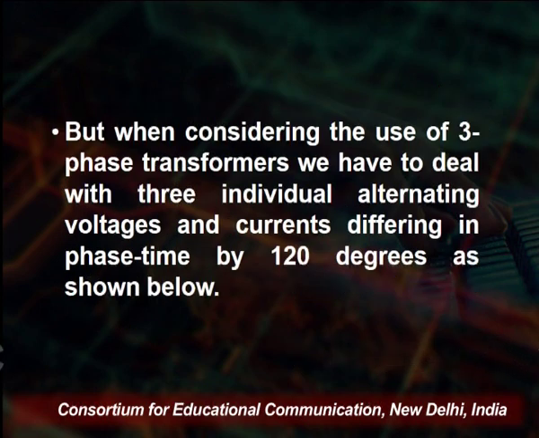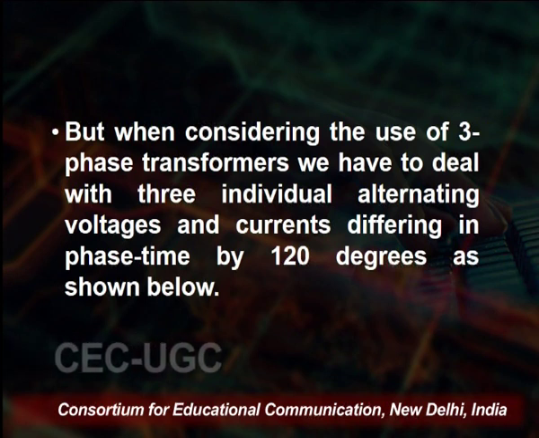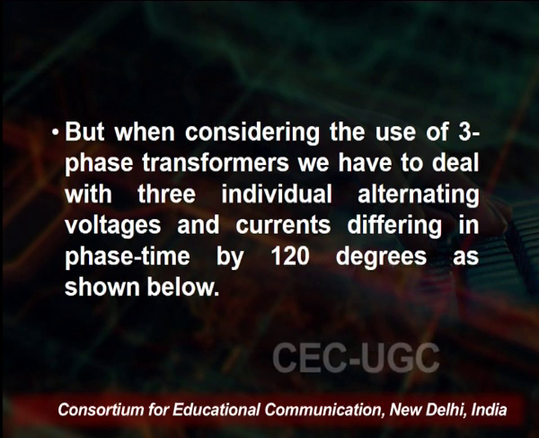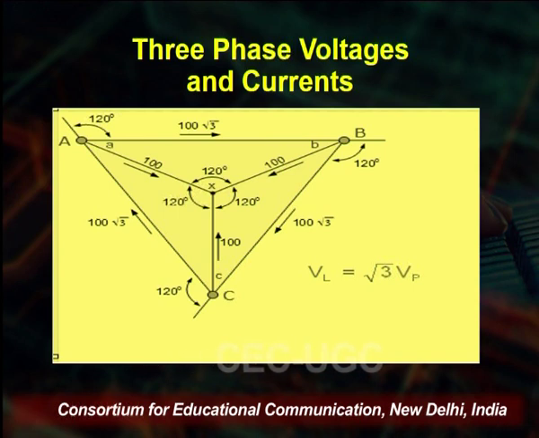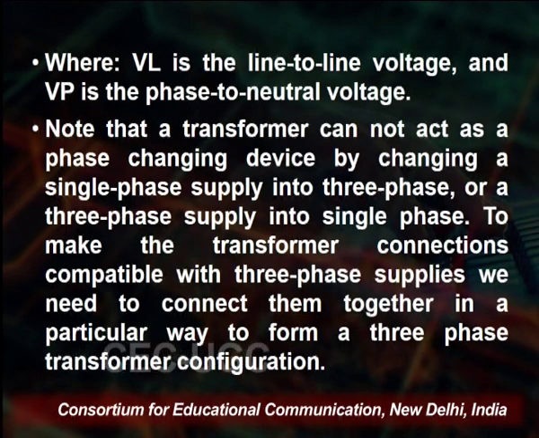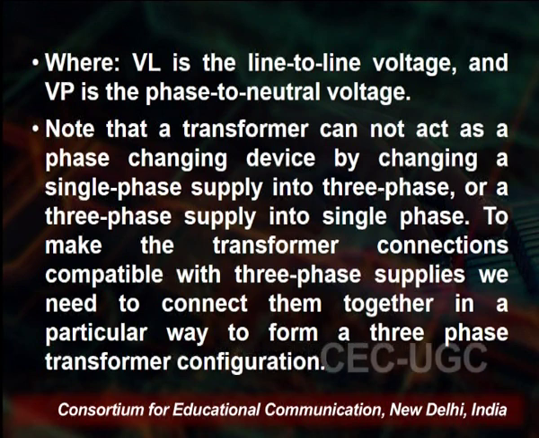But considering the use of the 3-phase transformer, we have to deal with 3 individual alternating voltages and currents differing in phase time by 120 degrees, as you see in the diagram. So, 3-phase voltage and current are displaced by a 120 degree angle. Here you see VL is equal to root 3 Vp, where VL is the line to line voltage and Vp is the phase to neutral voltage.